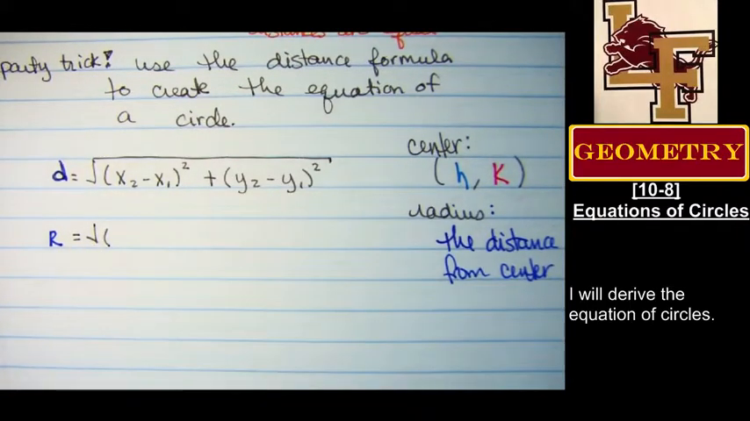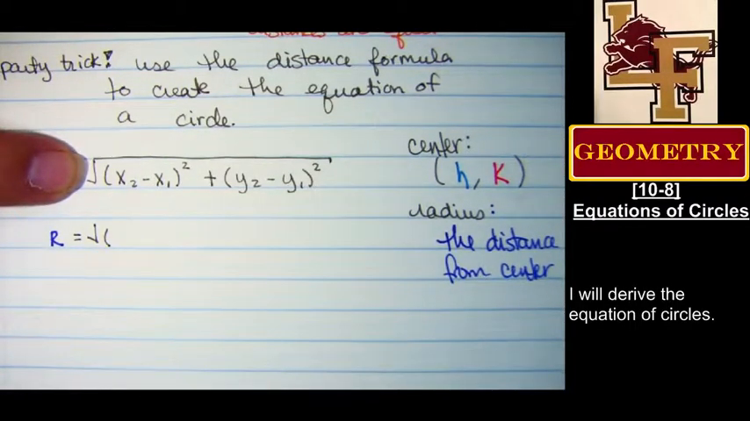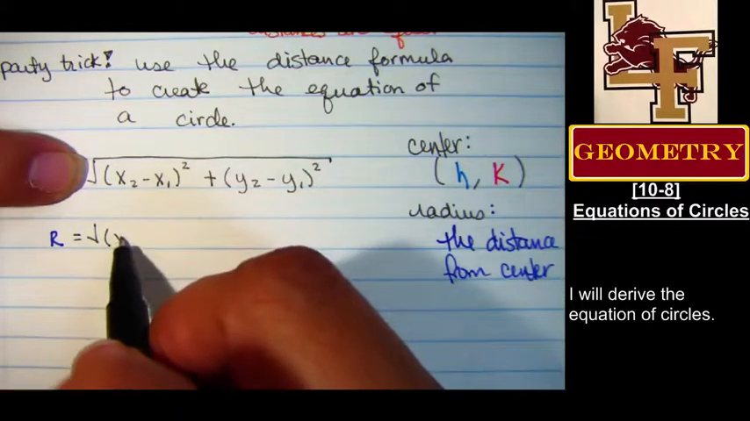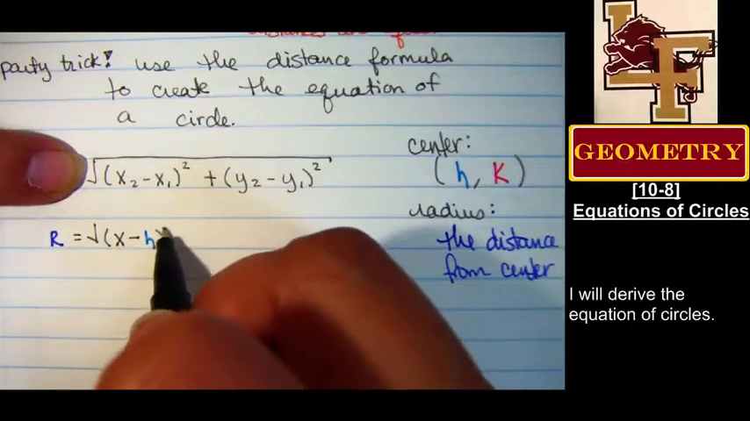Okay. Now, I need the center. So this formula here gives me the distance between any two points, no matter where they are. But if I fix one of the points to be the center, then I can find the distance from that point to any other point. So what I'm going to do is replace the x1, y1 with the coordinates of the center of my circle.